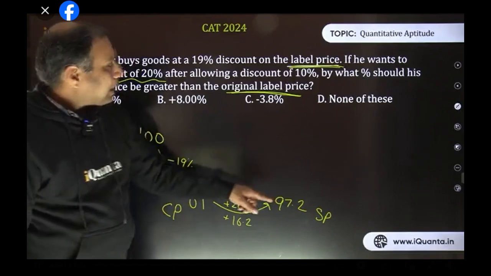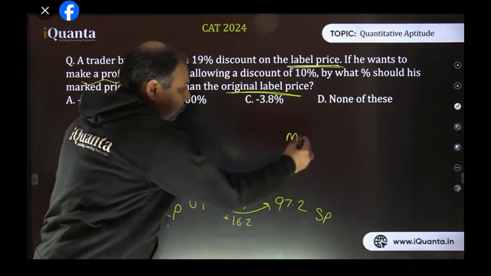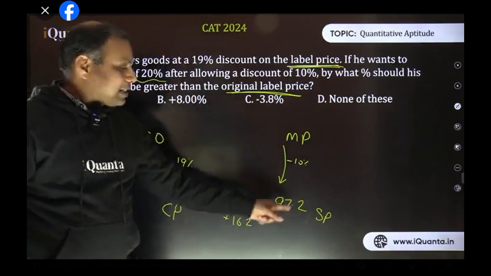But how is he getting this price? After allowing a discount of 10%. So whatever his mark price is, when he offers a discount of 10%, he gets the selling price, fine?